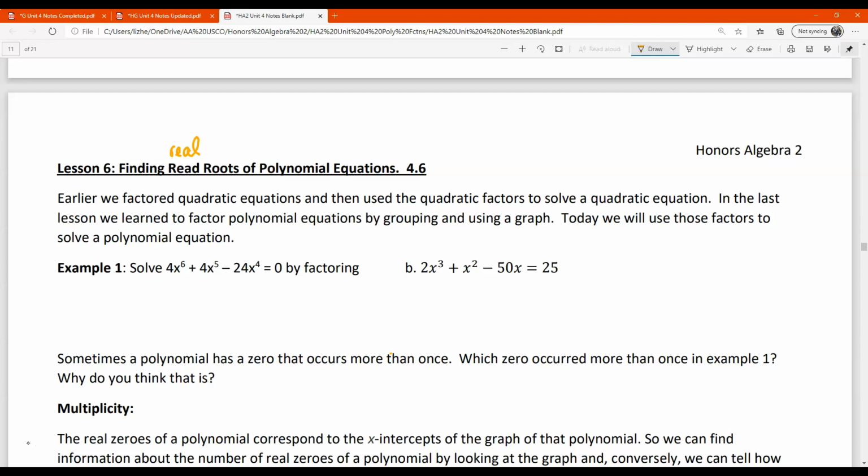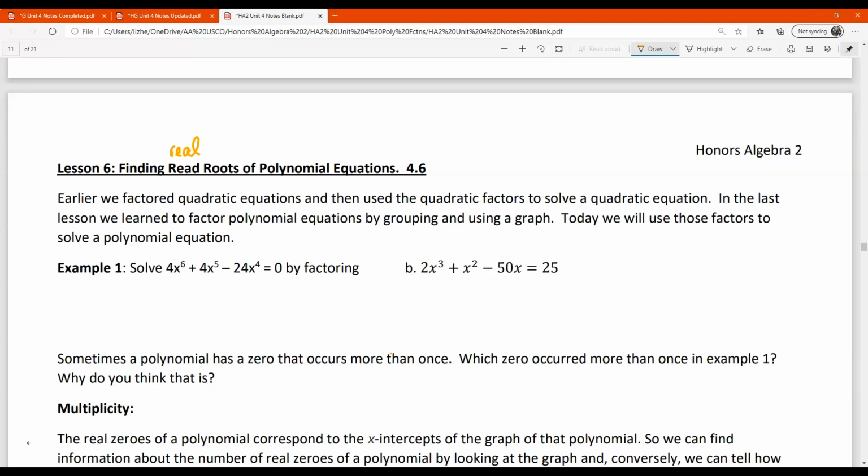Earlier, we factored quadratic equations and then used quadratic factors to solve a quadratic equation. In the last lesson, we learned to factor polynomial equations by grouping and using a graph. Today, we will use those factors to solve a polynomial equation. So example 1, solve the equation by factoring.